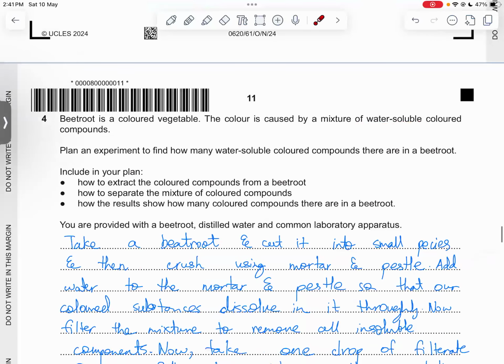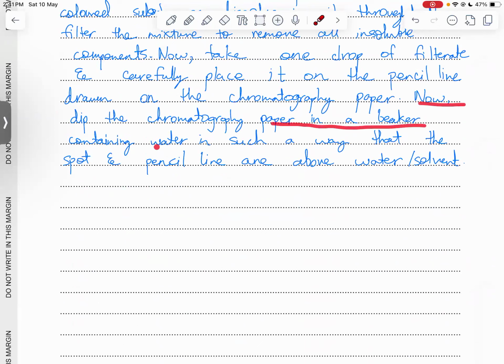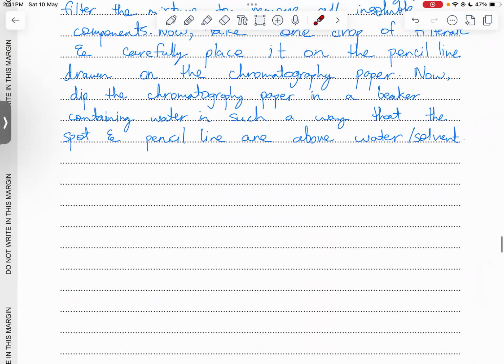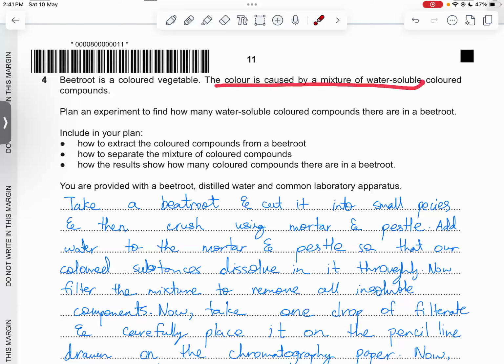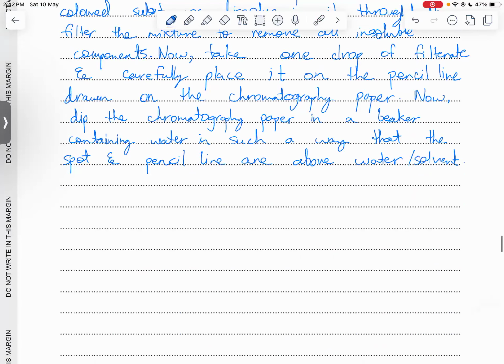the components are water soluble. So I know which solvent we are using. But if you do not know which solvent you are using, then over here you are putting the chromatography paper in a beaker containing not water but a suitable solvent. The word used instead of water would become a suitable solvent. In this question, we know that the mixture dissolves in water. But if they had not specified which solvent it dissolves in, then we just say a suitable solvent.